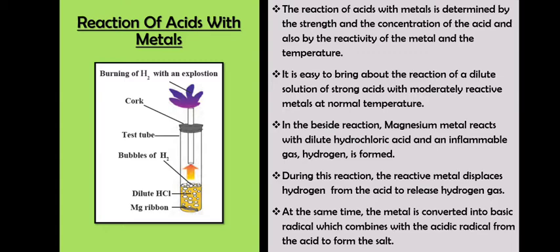Magnesium will displace H from HCl. So, hydrogen gas will be formed. At the same time, the metal is converted into basic radical, which combines with the acidic radical from the acid to form salt. See, now H is gone, forming hydrogen gas. What remains is Cl. This Cl becomes minus and Mg becomes plus. So, Mg plus Cl, it will form magnesium chloride salt, correct?